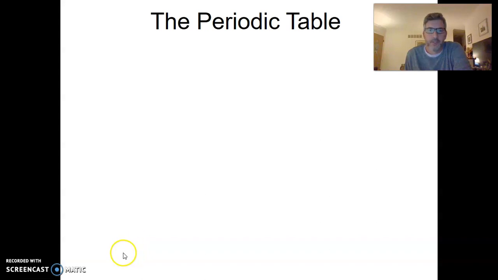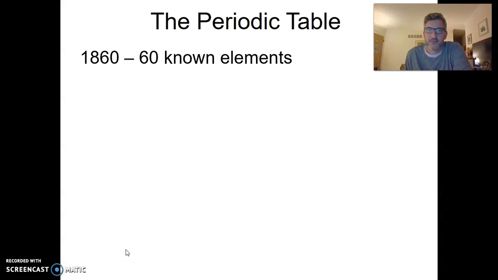So today we're going to talk about the periodic table and how it was developed and how we can use it. So in 1860 there were 60 known elements, and that's significant because that was about the time that the first technique for determining the relative sizes of atoms was developed.